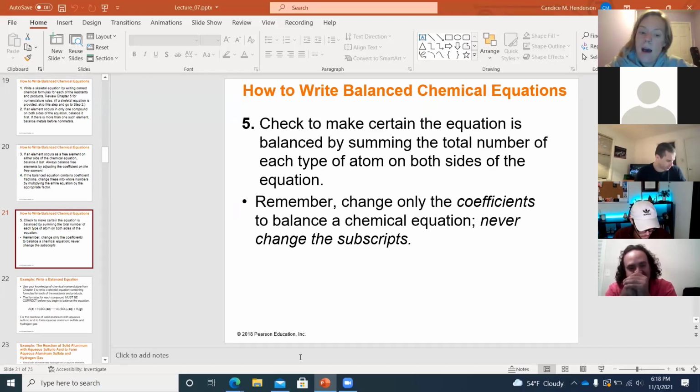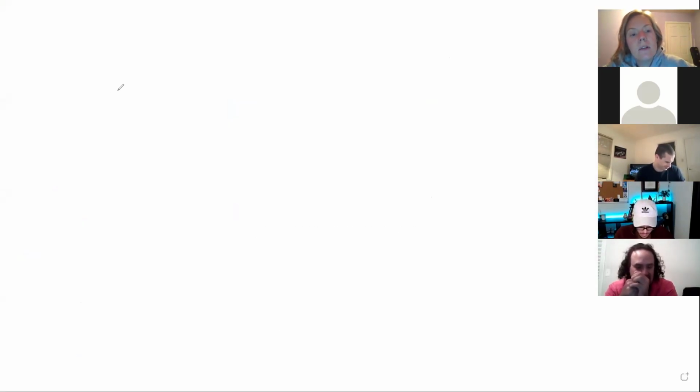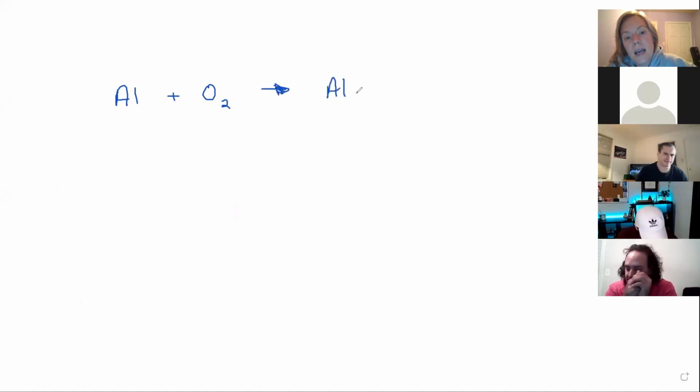So let's say we have aluminum, and it's going to combine with oxygen to produce aluminum oxide, which is Al2O3.